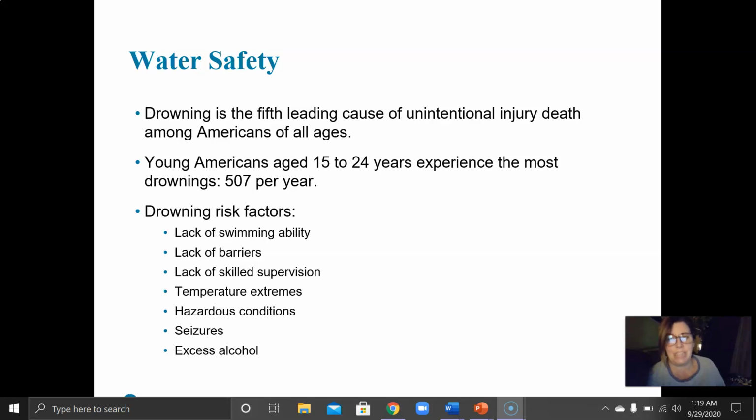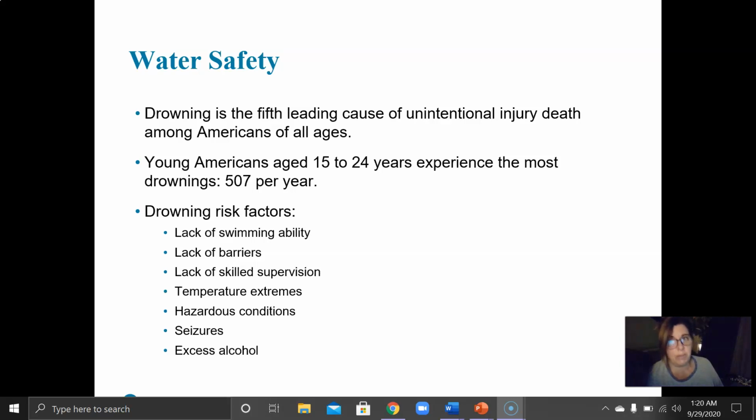So to help be safe around and in the water, some precautions to take are learning how to swim, learning CPR. Don't drink alcohol or take drugs before swimming. Are you guys getting a theme here with drug and alcohol use? I hope so. Pay attention to the water temperature. Check the depth. Never swim in a river with currents that are too swift. And watch for riptides.